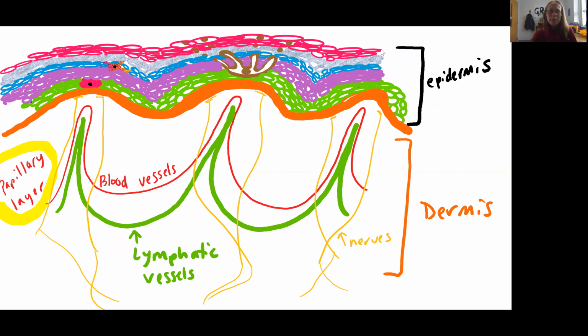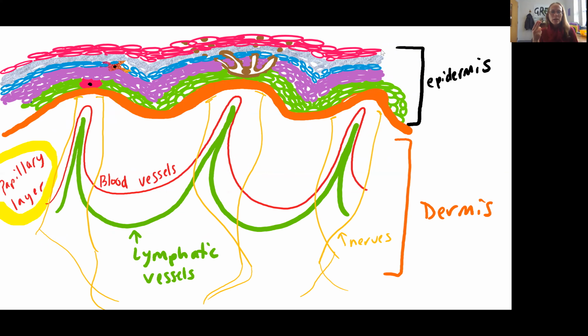The papillary layer is, remember, the topmost layer of the dermis. It's forming those dermal papillae. We will see not only nerves here and blood vessels, but also lymphatic vessels. So we can talk about it as being highly vascularized, and also providing innervation, providing those nerves.